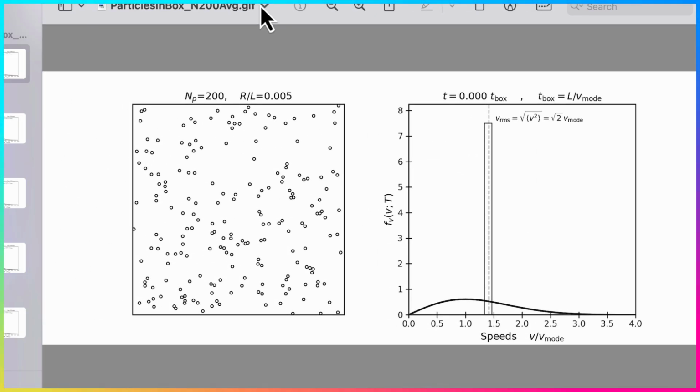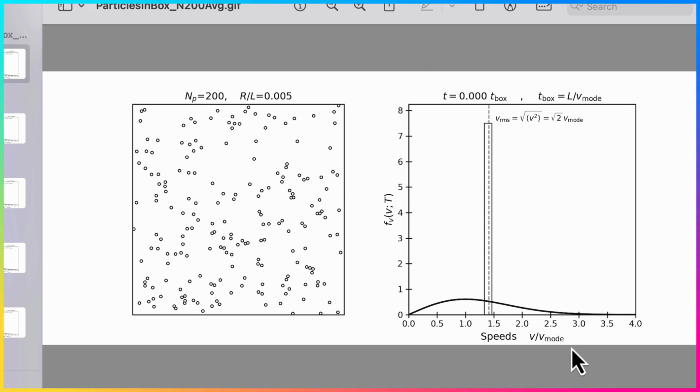200 particles. So 200 particles are going to be bouncing around. And again, I've started them all off with the same exact energy. That corresponds to a particular root mean square velocity, which corresponds to a particular temperature. Again, don't worry about the numbers.